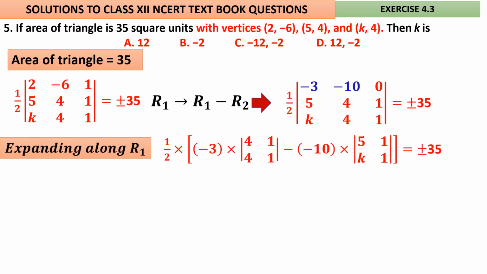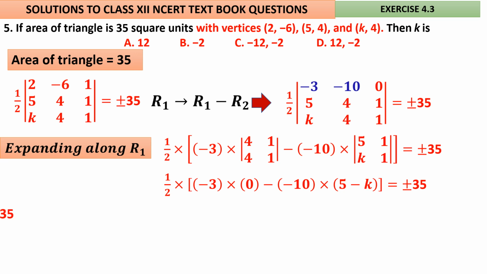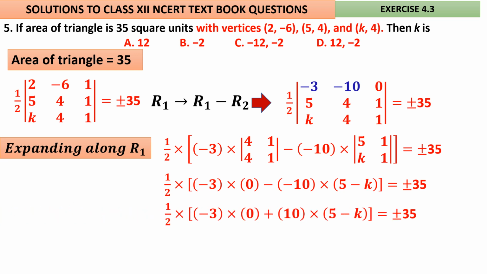So let us expand it and equate it to plus or minus 35. Minus 3 multiplied by a 2 cross 2 determinant, minus of minus 10 multiplied by a 2 cross 2 determinant. For half multiplied by minus 3 into 0, minus of minus 10 into 5 minus k. So you got that 50 minus 10k is equal to plus or minus 70.